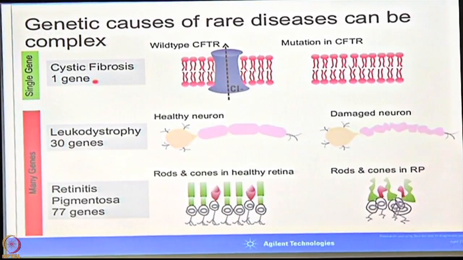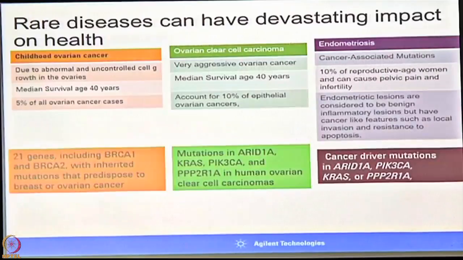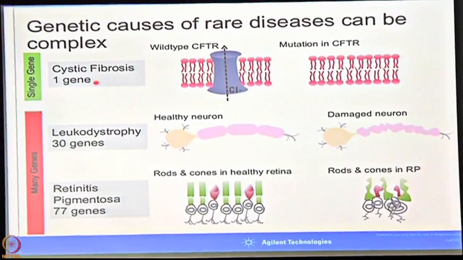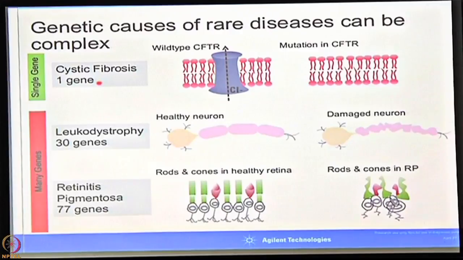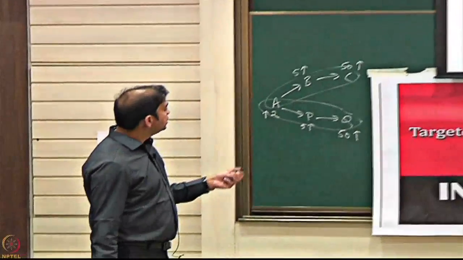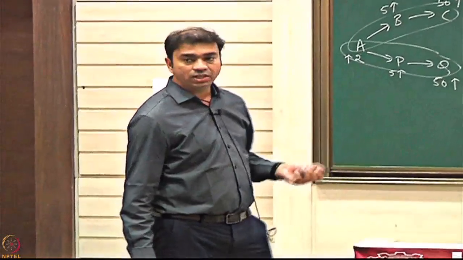So what's the cause of this? Sometimes it is caused by a single gene, or sometimes by multiple genes. The first one, cystic fibrosis, involves only one gene, that is CFTR. There are several mutations on CFTR, and then this transmembrane transporter is disturbed, and that causes cystic fibrosis. So in cystic fibrosis, only one gene is affected. But in these two, multiple genes are affected.